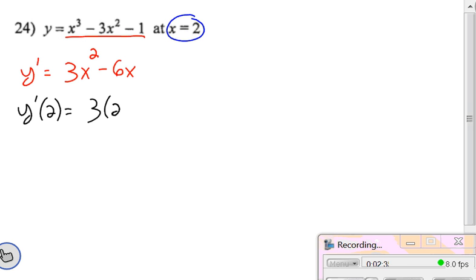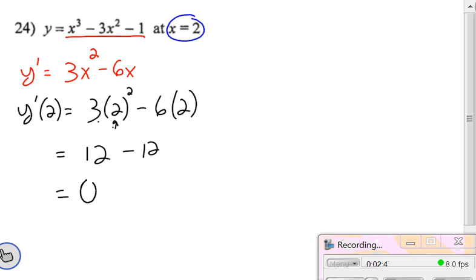That's 3 times 2 to the 4, 2 squared, and 6 times 2. Let's see, that's 2 squared is 4, times 3 is 12. Minus 12, so we get 0. That is our derivative at a particular point.